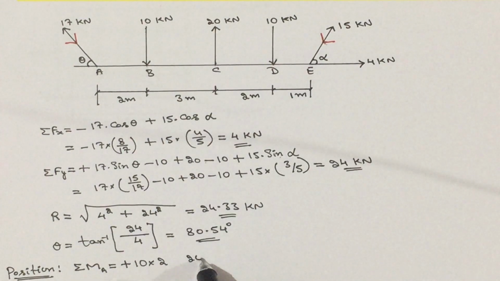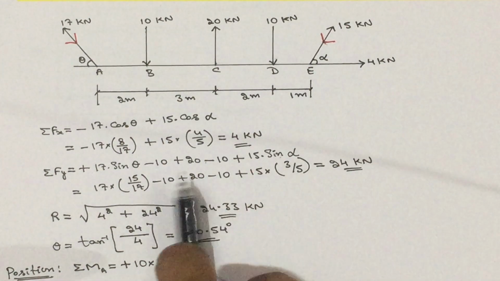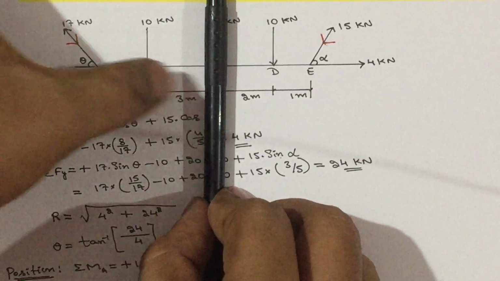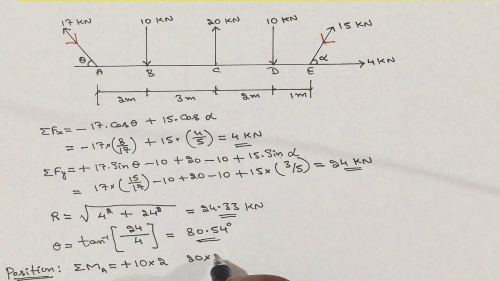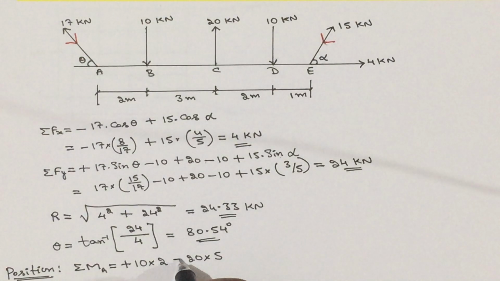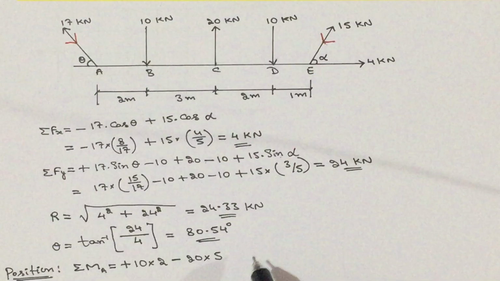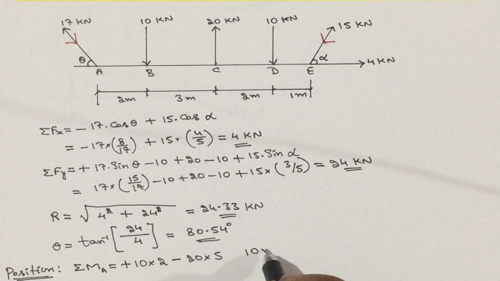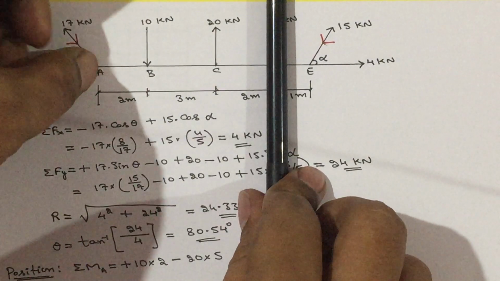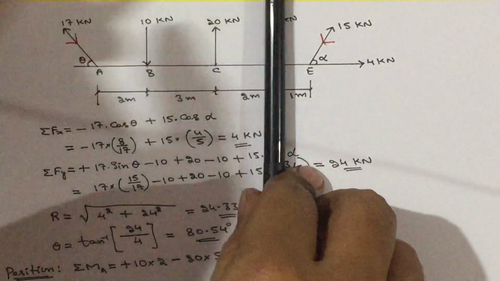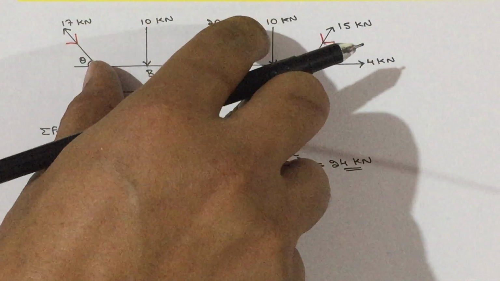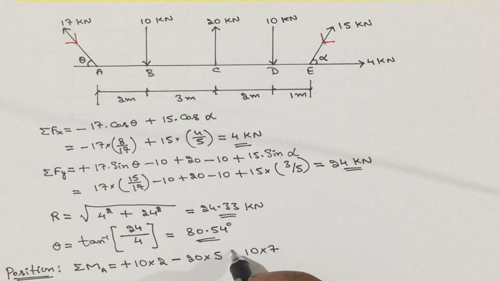Then next one is 20 into perpendicular distance between this 20 Newton line and A point is 2 plus 3, 5. And it is rotating in the anti-clockwise direction, minus. Then next one is 10 into perpendicular distance between this 10 and A point is 2 plus 3 plus 2, 7. And it is rotating in the clockwise direction, so it is positive.